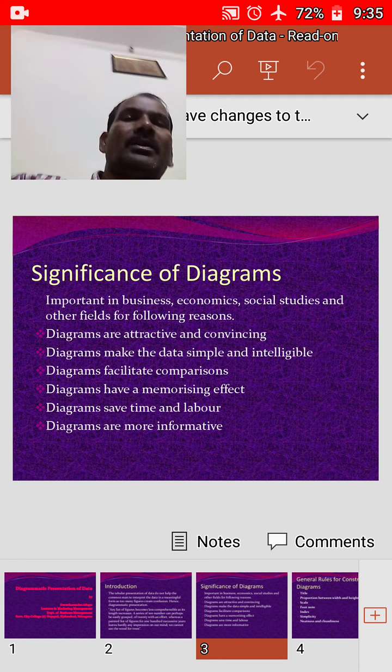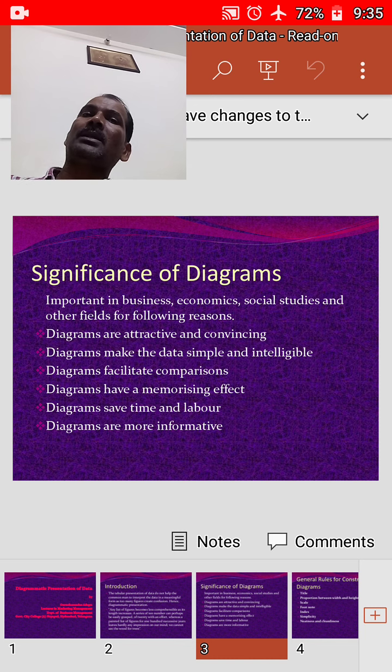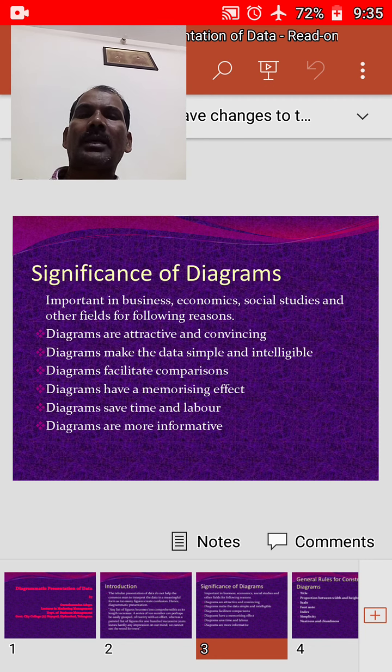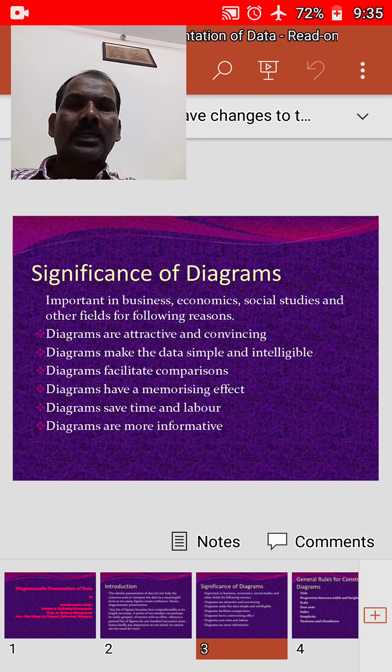Discuss significance of diagrams. Diagrams are widely used in business, economics, social studies, and other fields. They are extremely useful and occupy an important place in statistical methods for the following reasons. We'll discuss what the reasons are. Diagrams are attractive and convincing. Diagrams are a visual form of presenting the data. They are impressive and eye-catching. Since they highlight the facts, they convey the message convincingly to those who are fed up with numerical data. Further, they attract the attention of the readers.